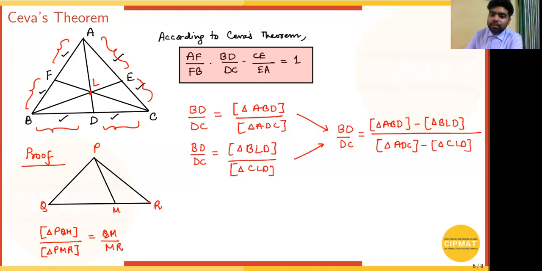If you remember the theory of ratio and proportion, there was a rule called addendo. That is, x upon y is equal to, let's say, m upon n is equal to, let's say, a upon b.